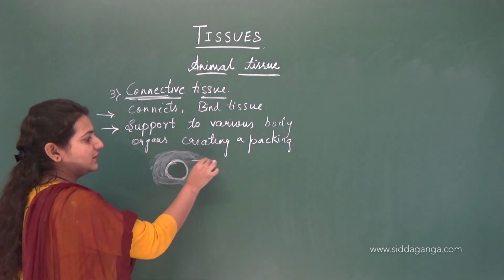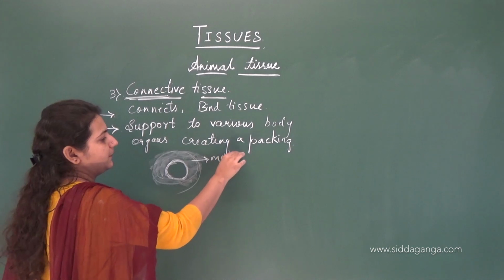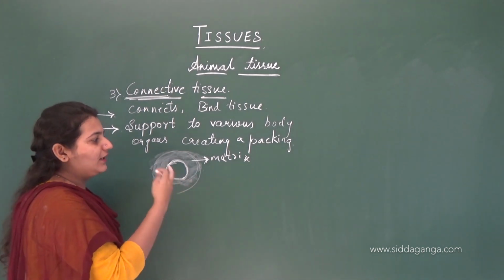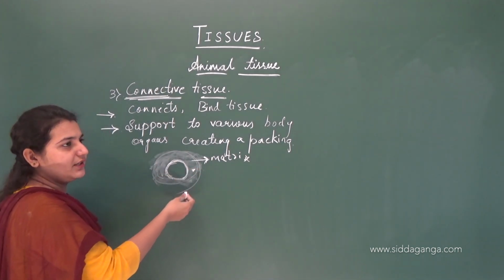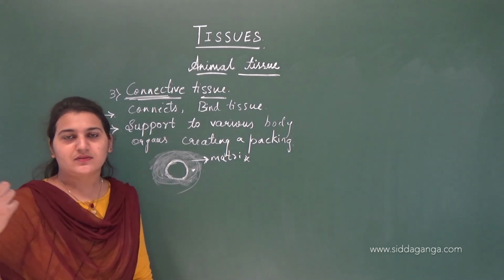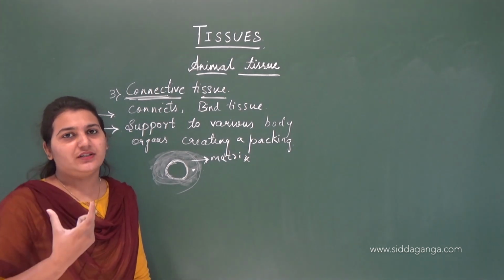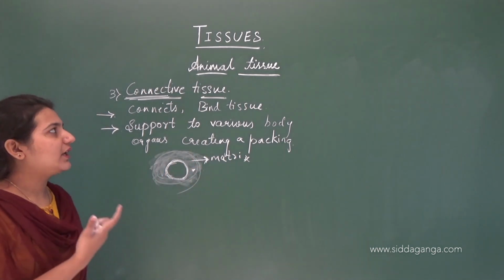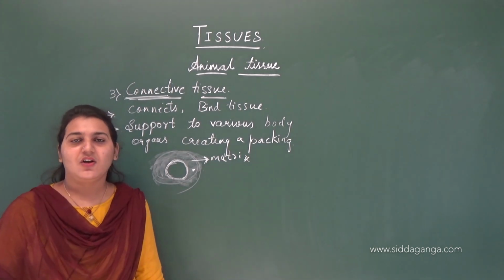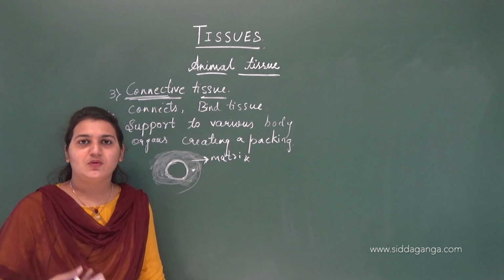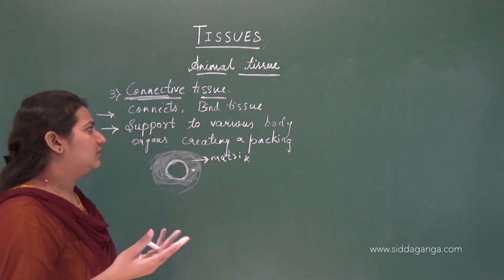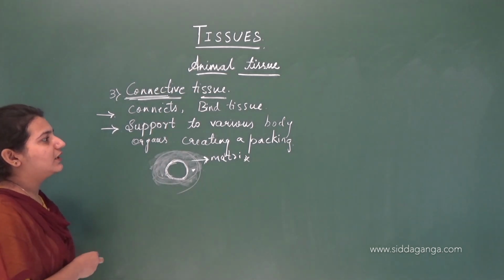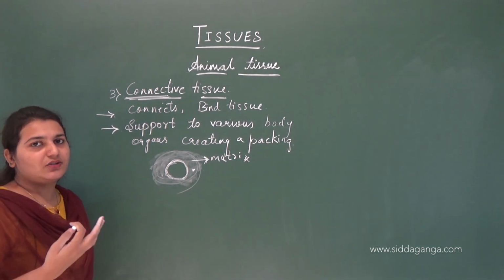Based on this matrix or medium, there are types. This matrix may be jelly like or fluid, or it can be too loose or too dense, or it can be too rigid. So based on the type of matrix which surrounds the organ, there are different types of connective tissues. There are areolar or loose connective tissue, dense connective tissue, adipose, fluid and skeletal tissue. So these are the types of connective tissue. Let us learn about them one by one.